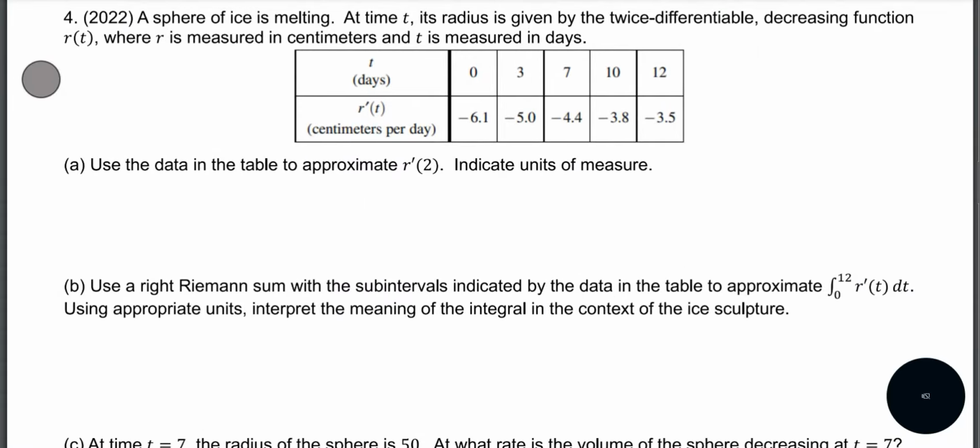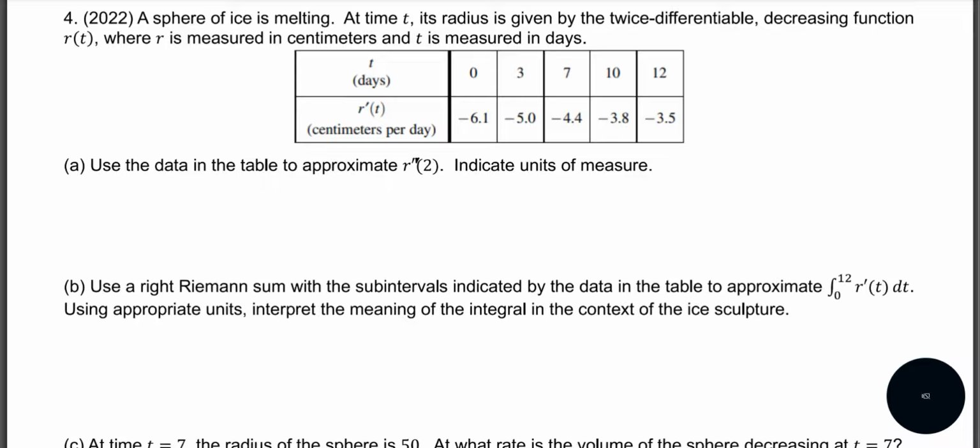Right now, also from 2022, a sphere of ice is melting. At time t, radius is given by r of t, which is twice differentiable. R is measured in centimeters, t is measured in days. All right, if we're approximating r prime of 2, we're going to do rise over run on the table. We're going to say, wait, that can't be right. I think rather than r prime, I think we wanted to say r double prime. Okay, whoops. Okay, but hopefully by the time you're watching this, maybe it's fixed.